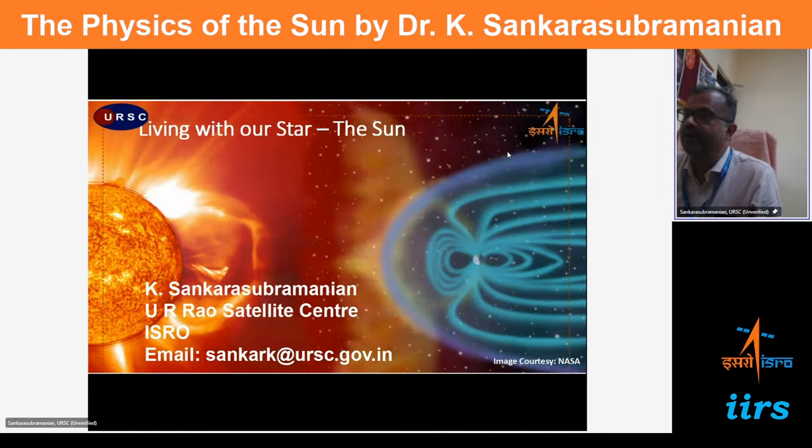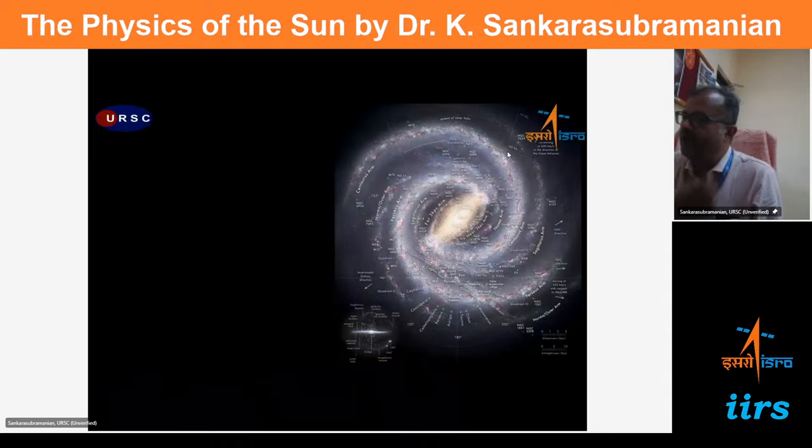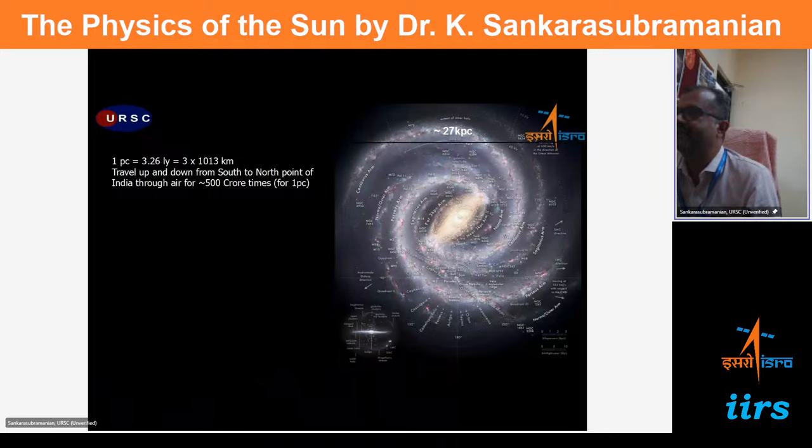Going forward, I just want to give you a glimpse of where we live. What you see on the right-hand side is the picture of our Milky Way galaxy. It's not an actual picture. It is a picture made from artistic observations, and it contains all kinds of stars. The size of this galaxy is about 27 kiloparsec.